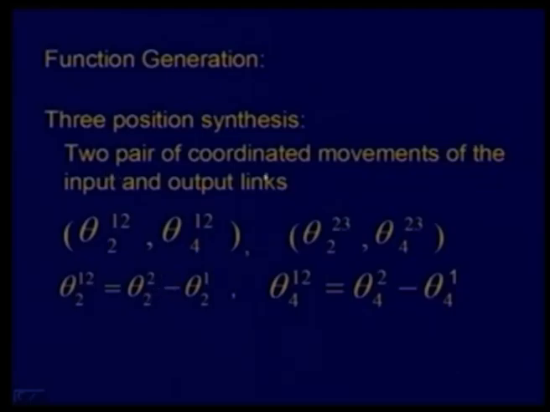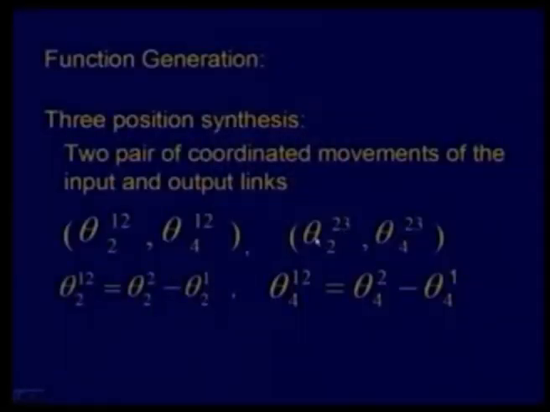For 2 pairs of coordinated movement, this is 1 pair, as the linkage moves from configuration 1 to 2, and theta 4 1 2 similarly is theta 4 2 minus theta 4 1, that is the output movement from configuration 1 to configuration 2. So, there is a prescribed value for this theta 2 1 2 and theta 4 1 2, which we have to satisfy by designing the 4R linkage. Similarly, the movement of the input and the output links from configuration 2 to 3, described by theta 2 2 3 and theta 4 2 3, are also prescribed, which have to be satisfied.